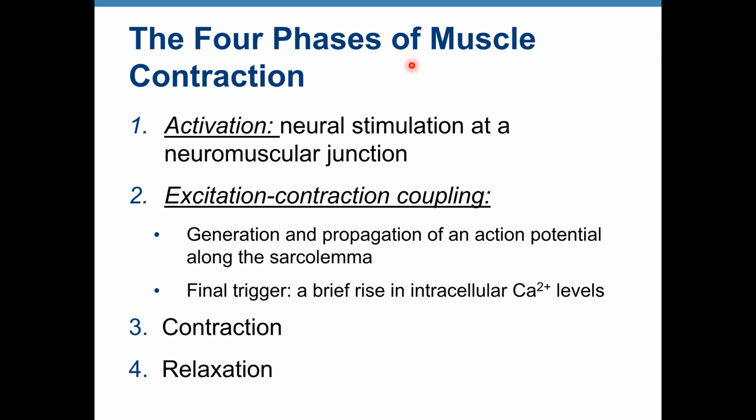Okay, so the 4 phases of muscle contraction include activation. So we need to activate skeletal muscles. Your skeletal muscles cannot contract without stimulus from your nervous system. So that will be activation. The second phase will be excitation-contraction coupling. So you activate, you excite your muscles, and you start the contraction.